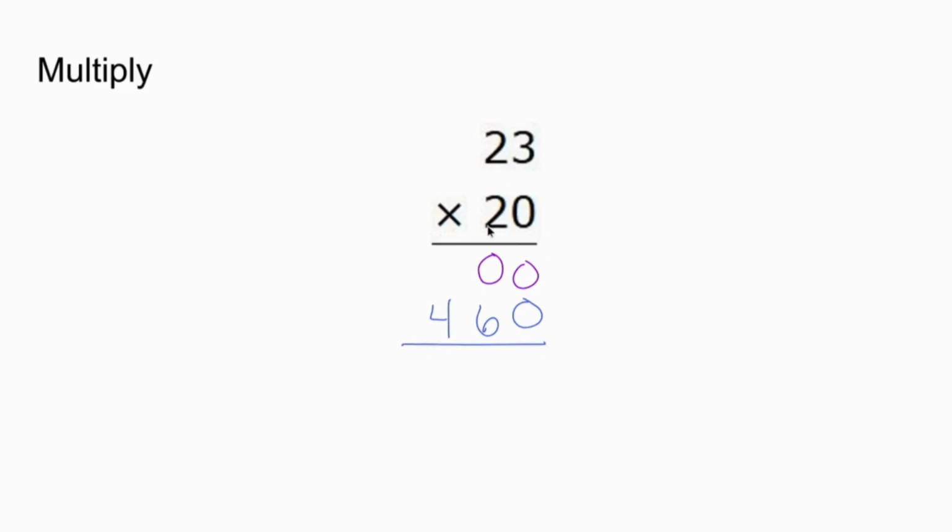Once you've completed all of your rows, you add the rows together. 0 plus 0 is 0. 0 plus 6 is 6. Nothing plus 4 is 4. And you end up with 460. And that's your answer.